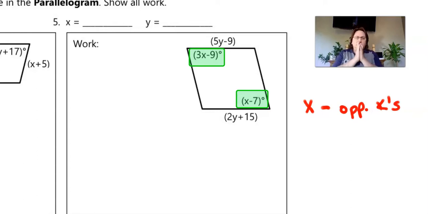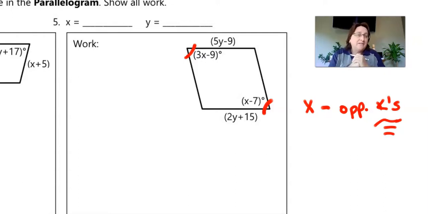Opposite angles. So look back at your notes, look at your flip chart, and tell me, what do you know must be true about opposite angles in a parallelogram? Hopefully you said, Ms. Smith, opposite angles have to be congruent. So if our opposite angles are congruent, set up and solve for X. And then tell me, what do you get for the value of X?